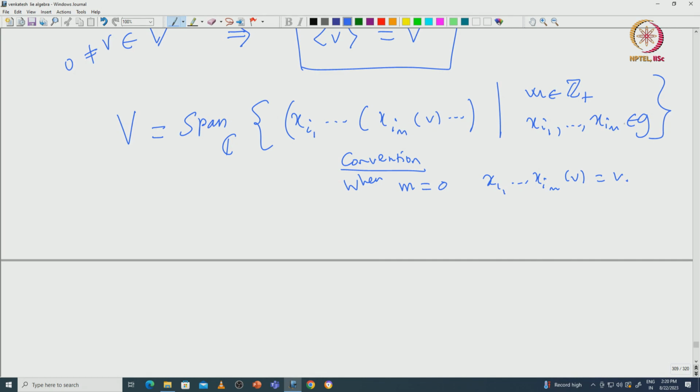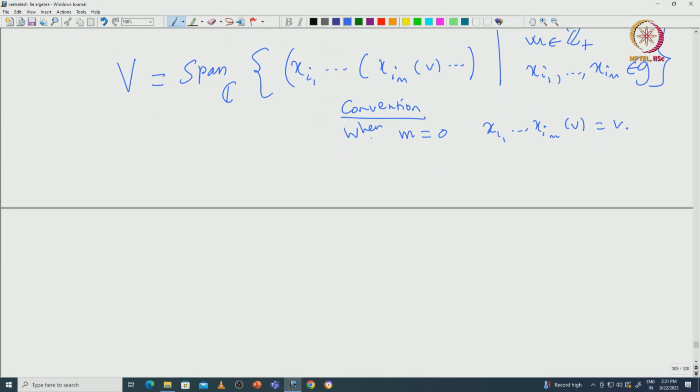But the thing is, this G in practice could be a very large Lie algebra. For example, we can restrict ourselves to only a basis of G, but if the dimension of G is really big, then we have lots of choices for this exercise. So then we end up getting a lot more elements. That makes it actually very difficult to handle this spanning set.